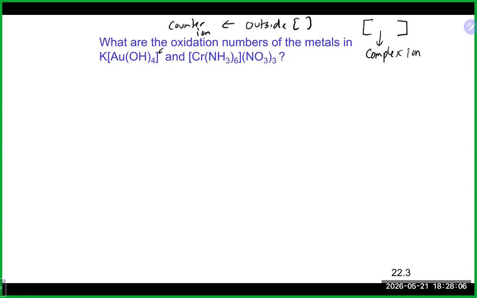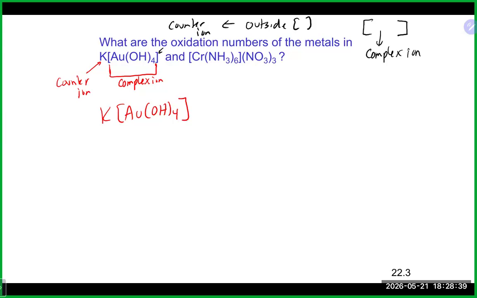In most cases, you'll see a coordination compound written like this. There are usually brackets, which is where the complex ion part comes into place. So right here within this bracket is the complex ion part of our compound. The potassium in this case would be our counter ion. Again, it's outside of it. So if we take a look at this here, K[Au(OH)4].